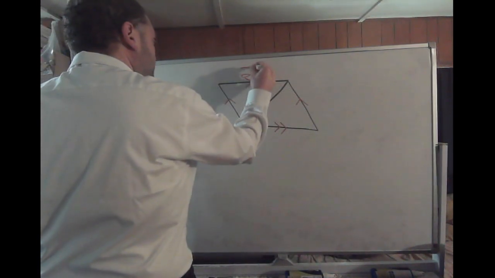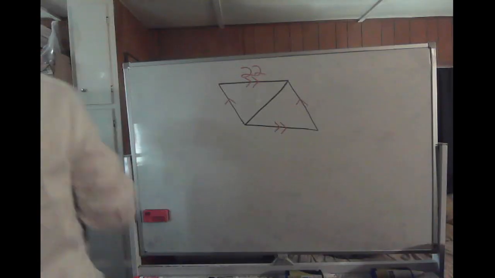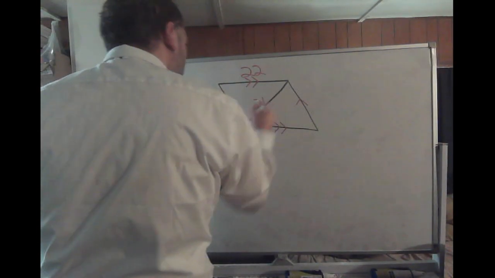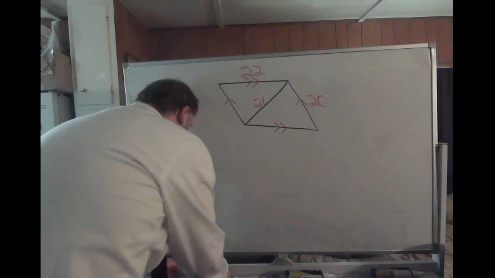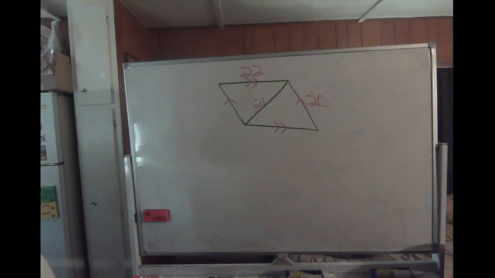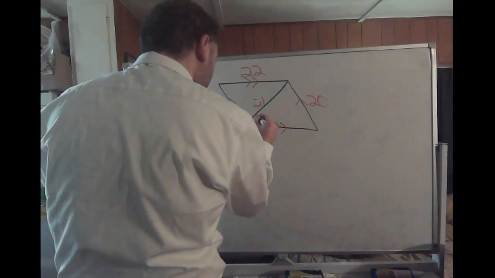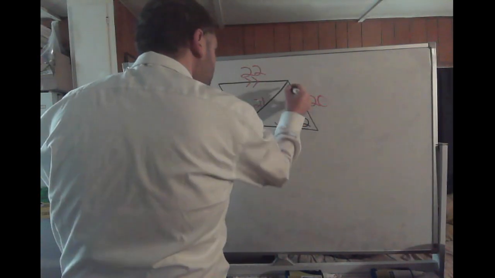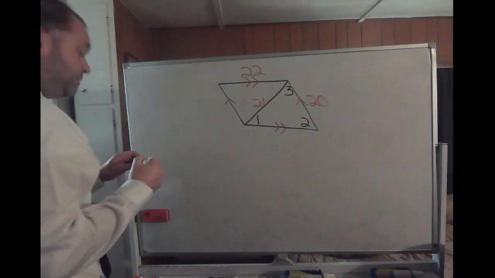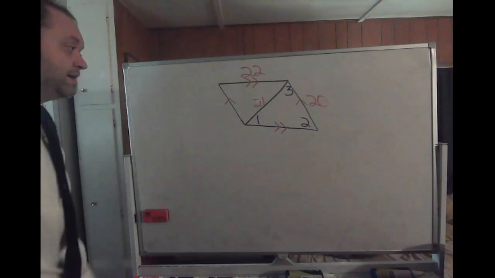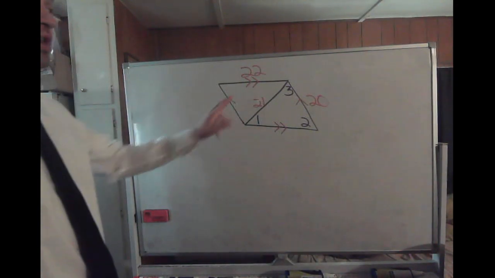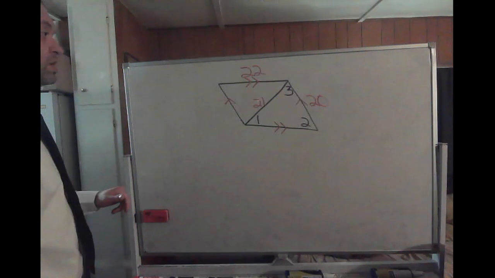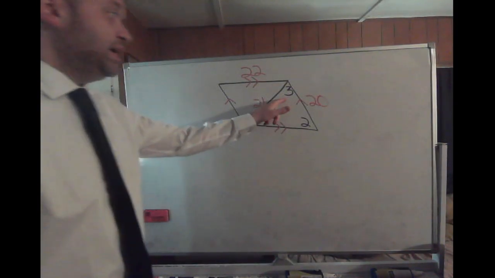This length is 22. The diagonal has a length of 21. This side has a length of 20. Okay? Angles 1, 2, and 3. Well, this is different because we have a parallelogram that's split into two triangles. We need to figure out which of these three angles is the largest.